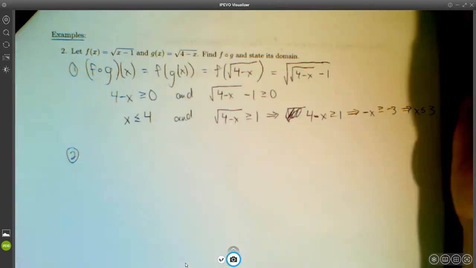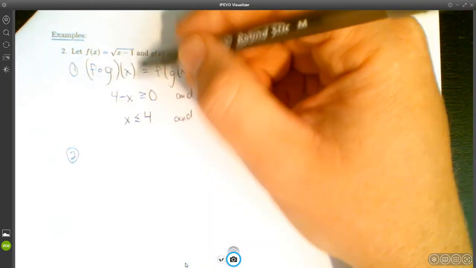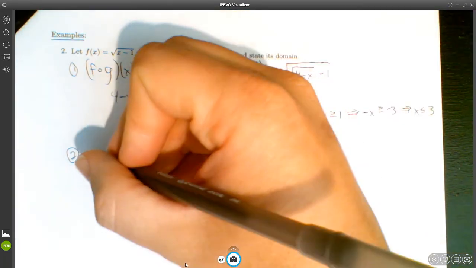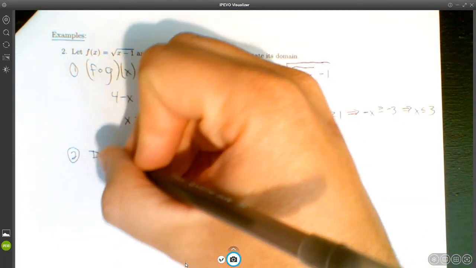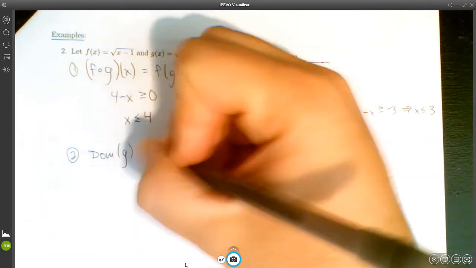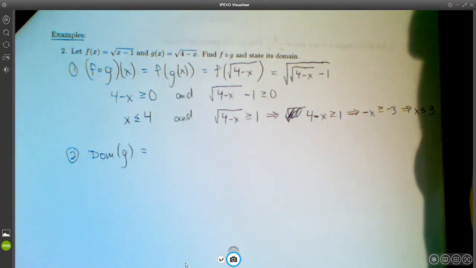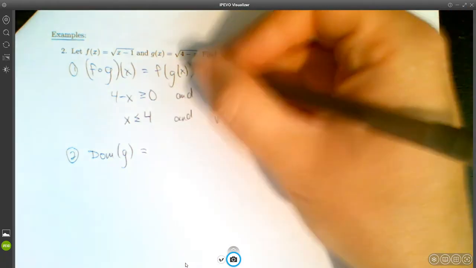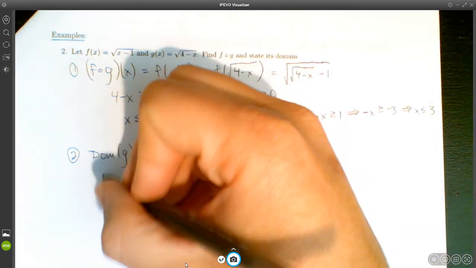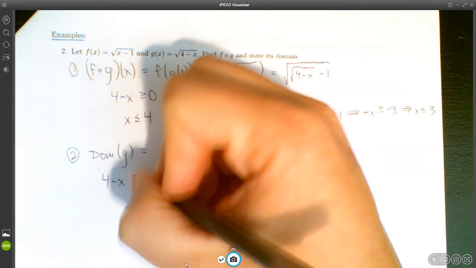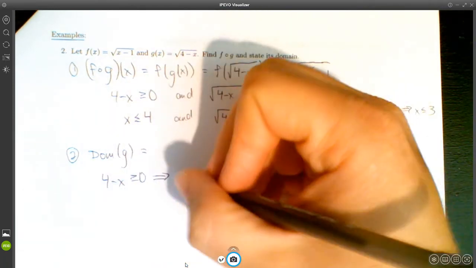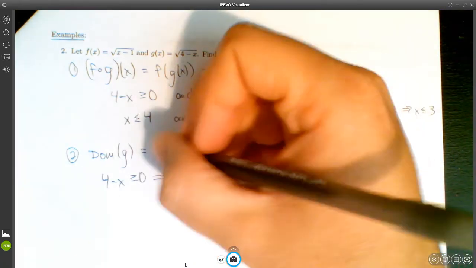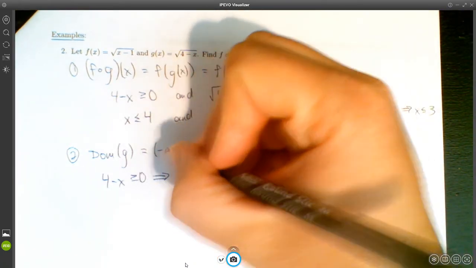is to find the domain of the inner function. In this case, the inner function is g. Right? So the domain of g is, well, for g of x, we need 4 minus x to be bigger than or equal to 0. That means we need x to be less than or equal to 4, just like we saw earlier. So the domain of g is negative infinity to 4.